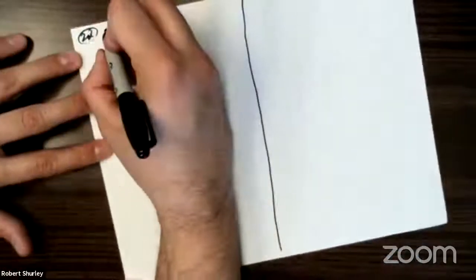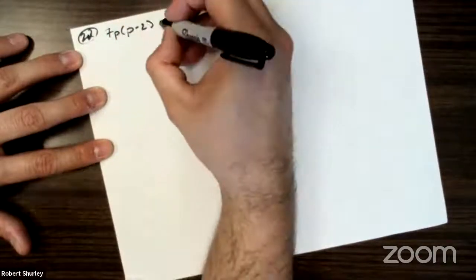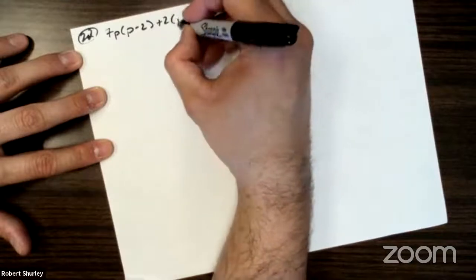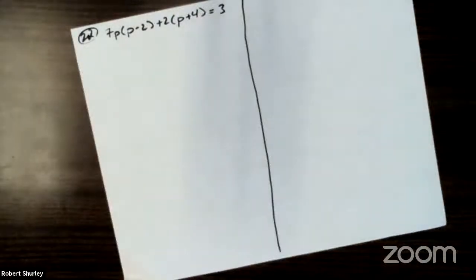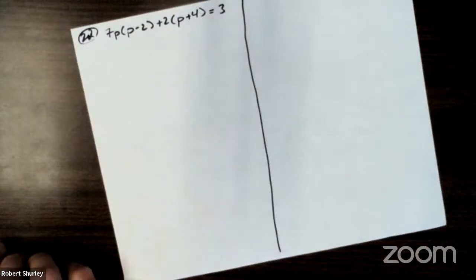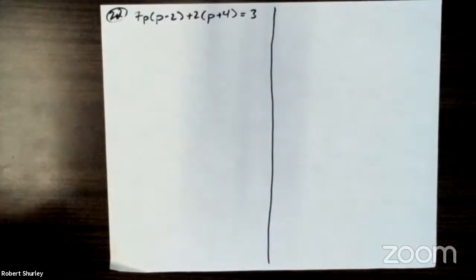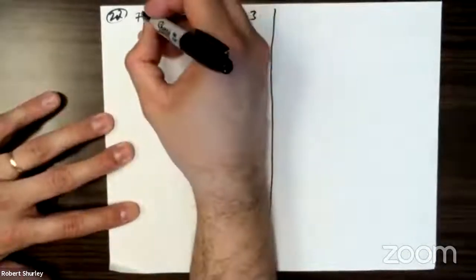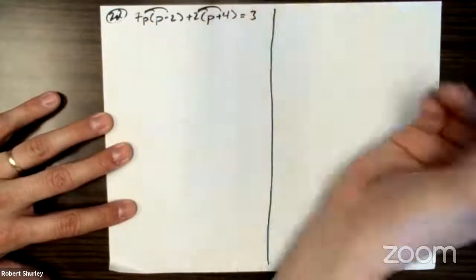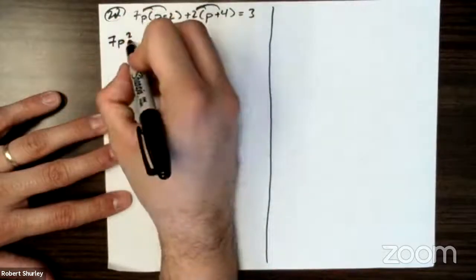So for 22, we get 7p times p minus 2 plus 2 times p plus 4 equals 3. Again, just like the previous one, it is not looking like a nice standard quadratic. So I'm going to get rid of the parentheses and see if we can get it into something that does look like a standard quadratic.